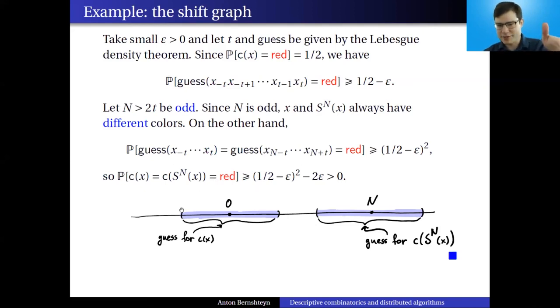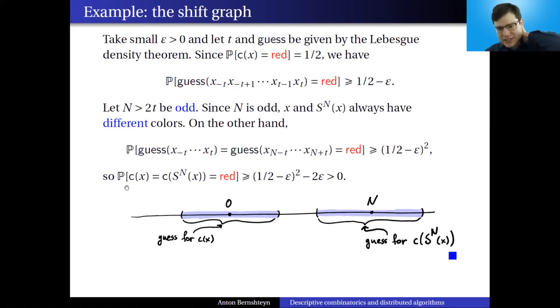So when we generate x randomly, this interval contains some sequence of random bits, and this one contains some other sequence of random bits. These bits are independent from each other. So the probability that this guesses red, say, and this also guesses red, is equal to just the product of the individual probabilities, which is at least (1/2 minus epsilon) squared. That's 1/2 minus epsilon for each of them, and then I'm multiplying these two numbers. And epsilon is very small, so this is roughly 1/4.